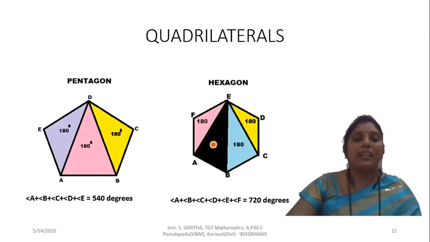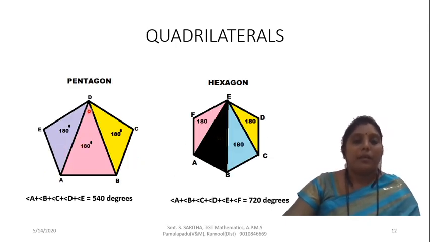Now observe the pentagon and hexagon. Now I am taking a pentagon. I am finding the sum of the 5 angles in a pentagon. Here in a pentagon you can form 5 interior angles. In a hexagon you have 6 interior angles.